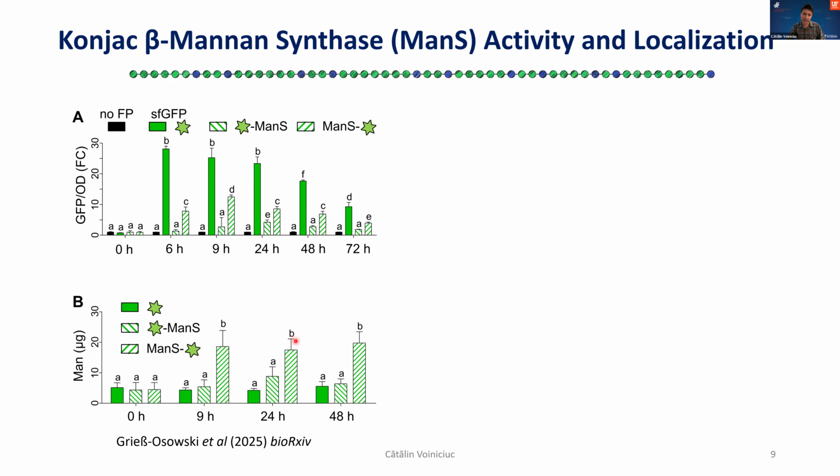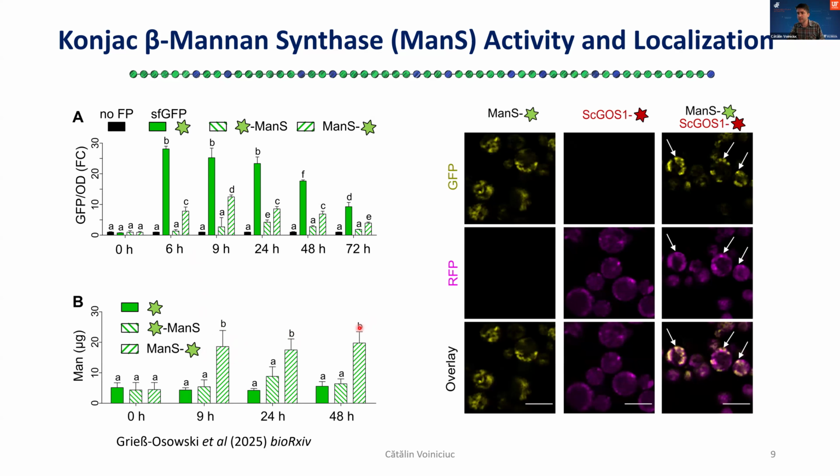If you wait more than 9 hours, like a day or two of induction of protein expression, you don't necessarily get more mannan. It was almost saturated from the start. And because these are cells with fluorescent tags, we included a known Golgi marker, SCGOS1, and our tagged mannan synthase. And we could see that there's co-localization of the plant enzyme with a yeast Golgi marker. So in fact, our orthogonal system is producing the hemicelluloses inside the cell, in the Golgi apparatus, and its products are likely secreted to the cell wall.